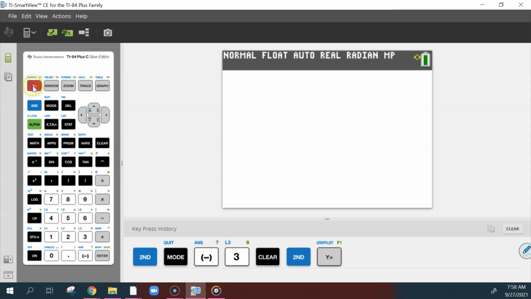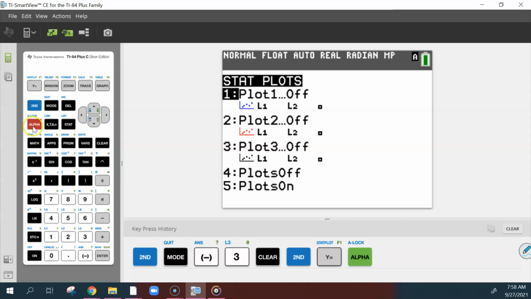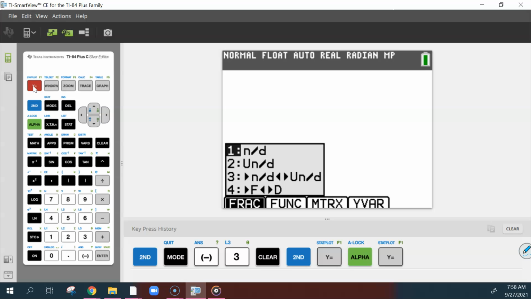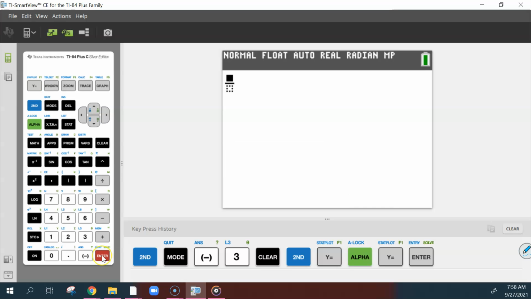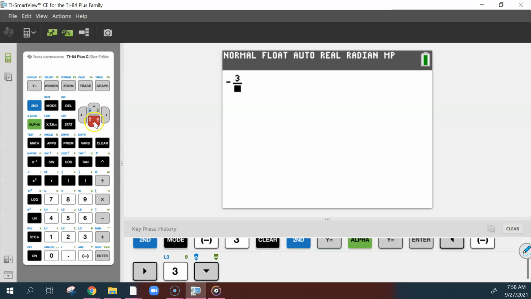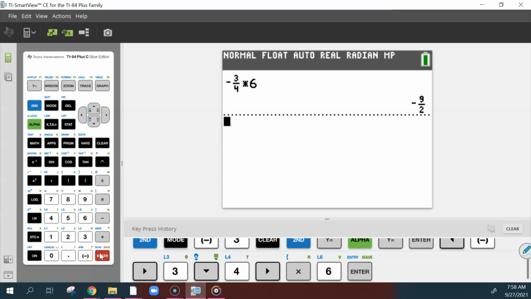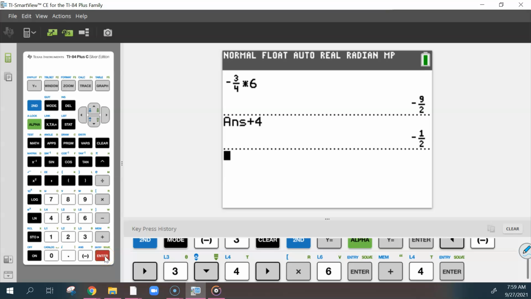If you go to the second y equals, alpha y equals, this gives you your fraction. It will simplify it for you. Fraction after this. So that should be the right one.